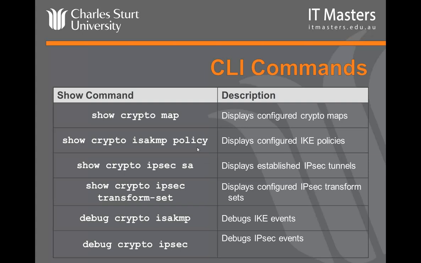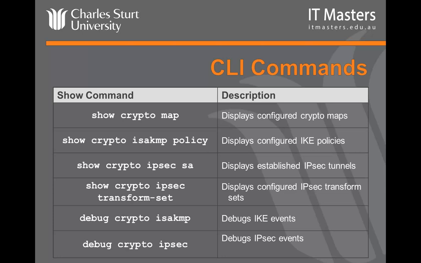So CLI commands of interest. These will help with your troubleshooting or verification of your configuration. So we have show crypto map, show crypto ISAKMP policy, show crypto IPSec SA, so security association, show crypto IPSec transform set, debug crypto ISAKMP, and debug crypto IPSec.